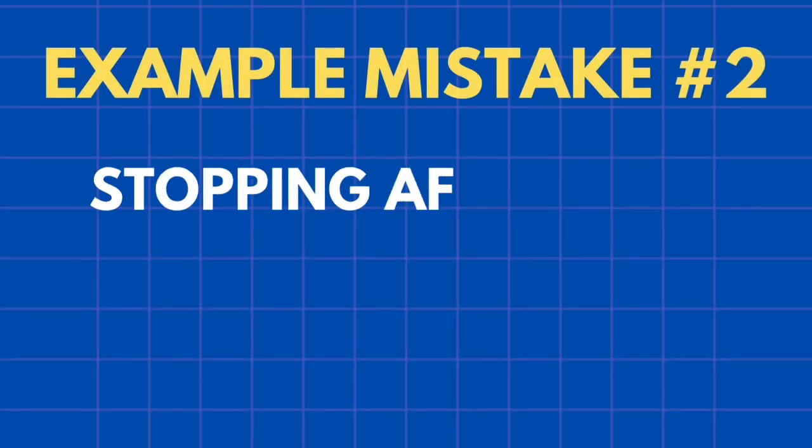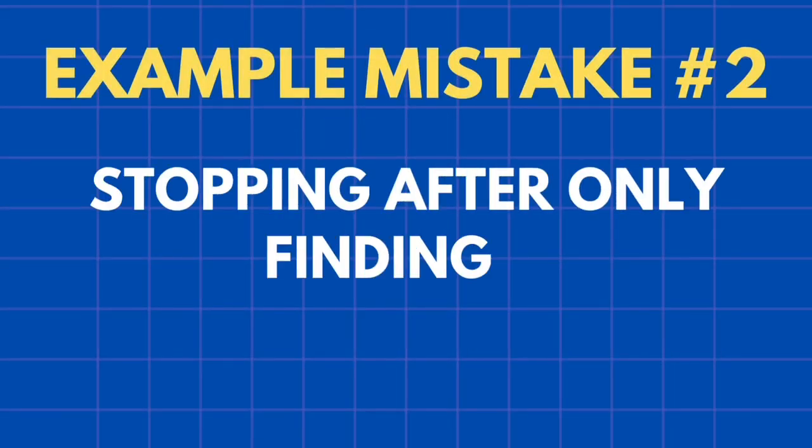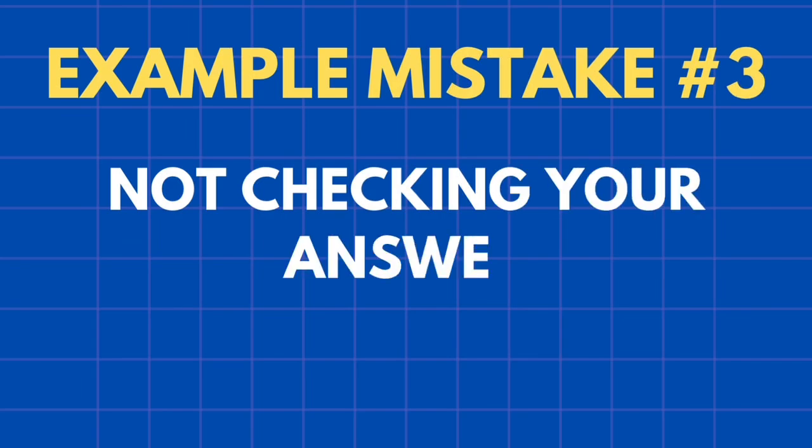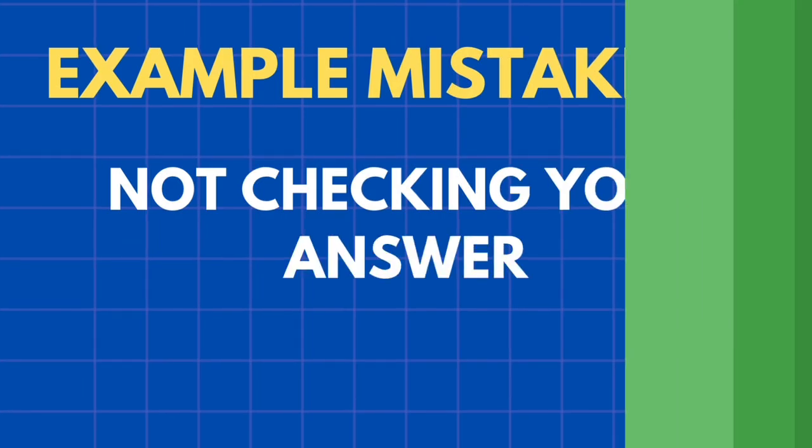Mistake number 2 is stopping after finding only x. Remember, a solution to a system is an ordered pair. You must find both x and y. Lastly, mistake number 3 is not checking your answer. A quick verification catches many algebra mistakes.